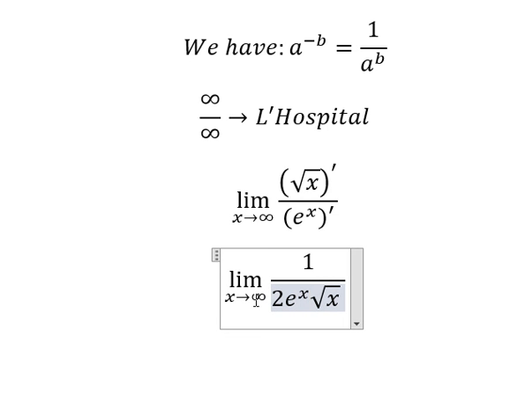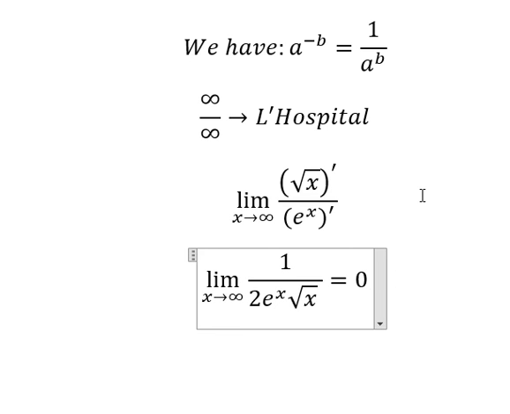When s approaches positive infinity, this one will go to positive infinity. Number 1 divided by positive infinity, you get 0. And now we have the final answer.